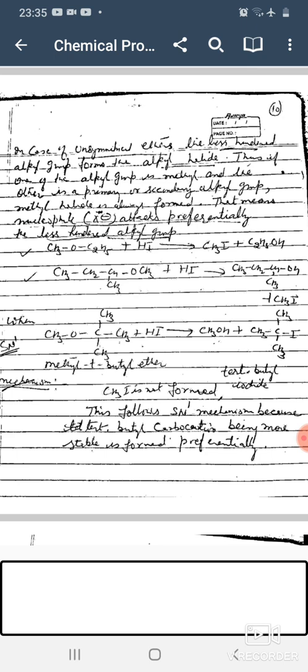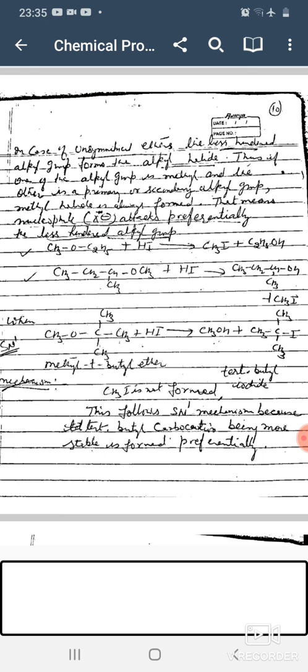Now CH3OCH2CH(CH3)2, that is, methoxy isobutane, reacts with the HI to give the corresponding alcohol plus CH3I.